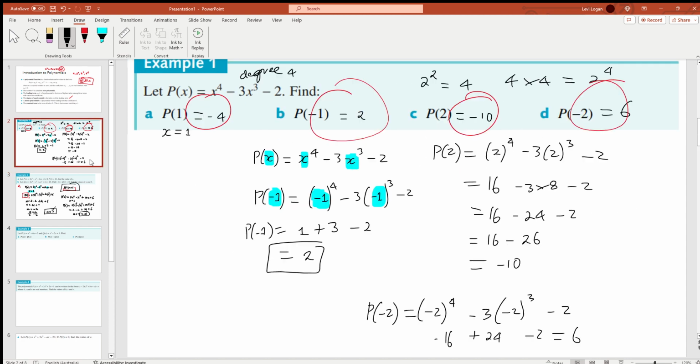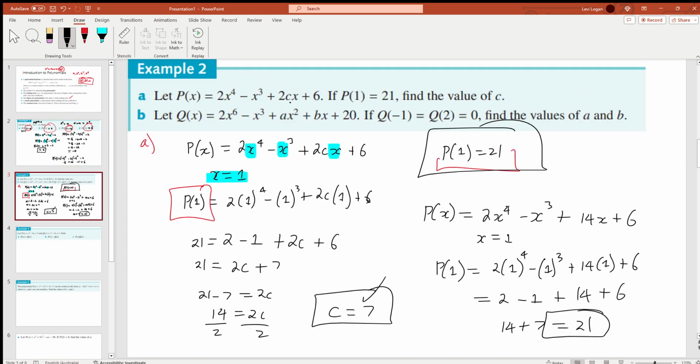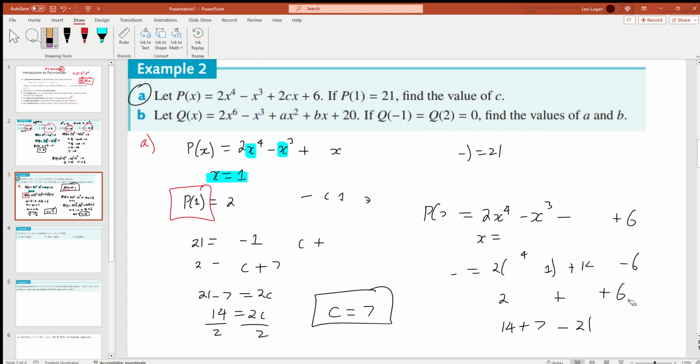So that's why you need to practice stuff like this, in case they give you a question like part A here. Okay. Now, B is a bit of an extension, but let's take a look at it anyway. Let's rub this out and get straight into it.